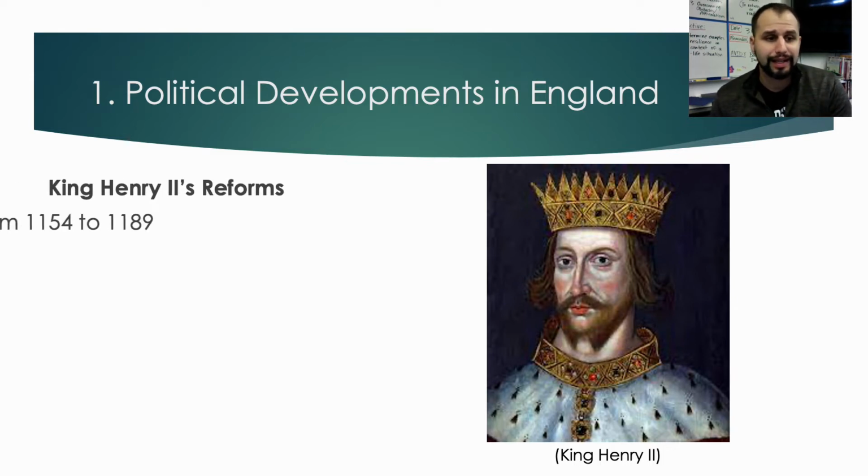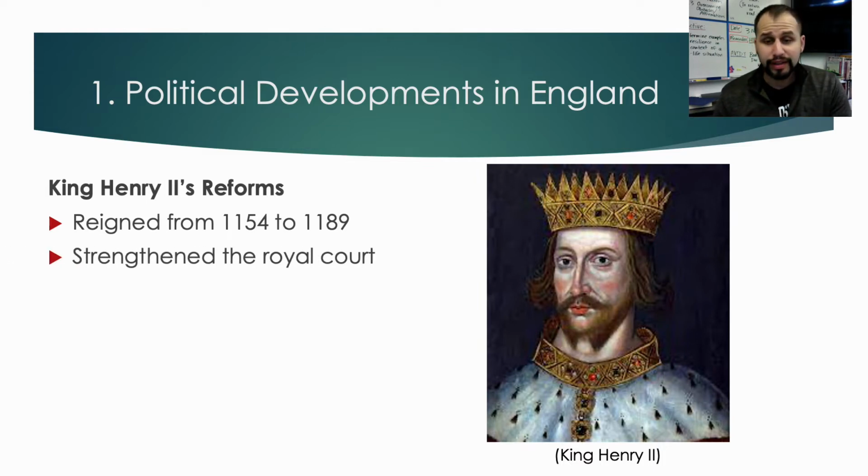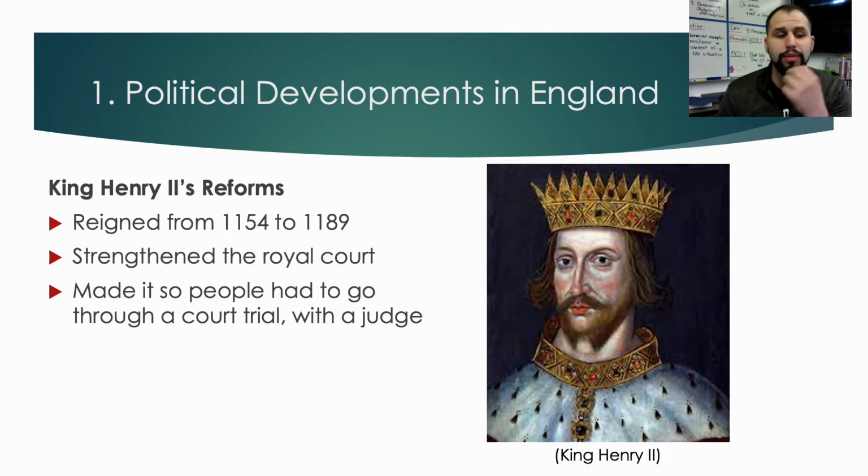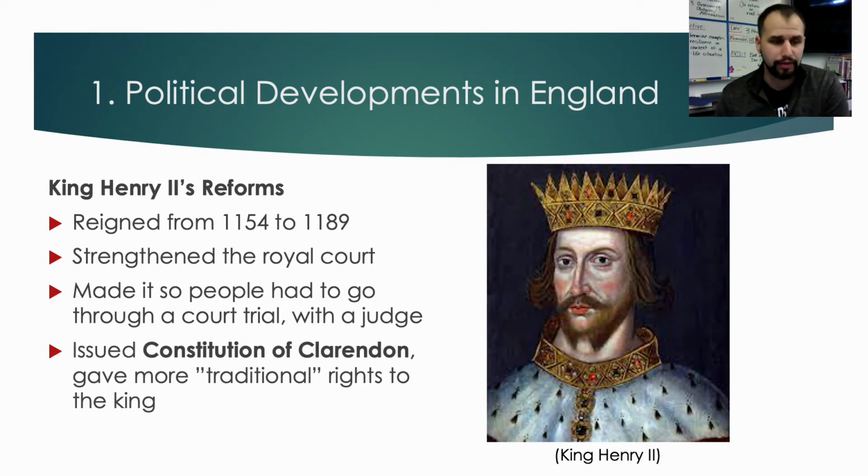King Henry II, his reforms starting in 1154 to 1189 strengthened the royal court. So that made it so people had to go through a court trial with a judge in order to be tried for a crime or convicted of a crime. He issued the Constitution of Clarendon. He gave more traditional rights to the king. So it took some of the rights away from the church and gave it to the kings or the monarchs.